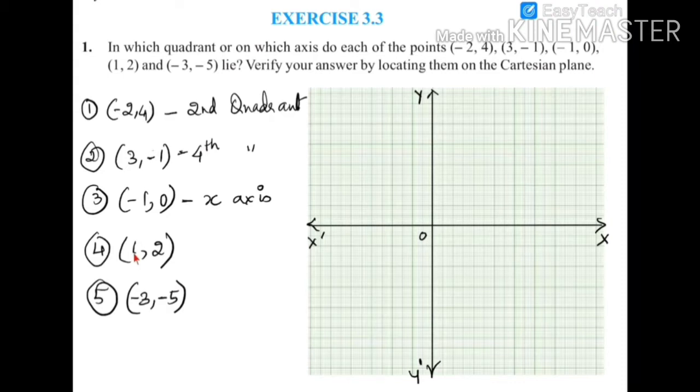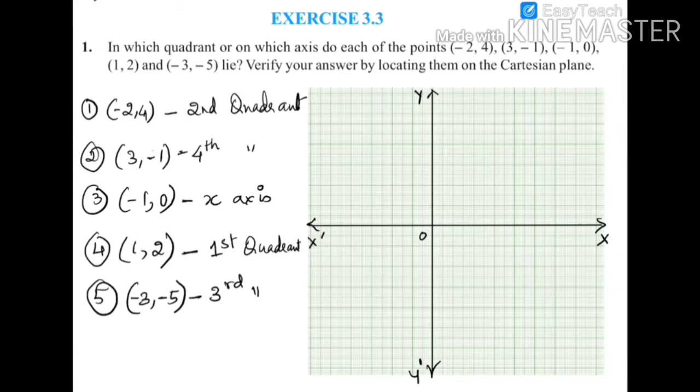The fourth point has both coordinates positive. So this point will lie in the first quadrant. The fifth point has both x and y negative. That means we need negative x-axis and negative y-axis, which makes the third quadrant. So this point will lie in the third quadrant.